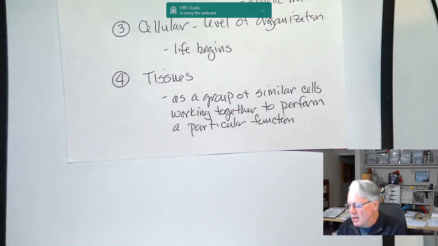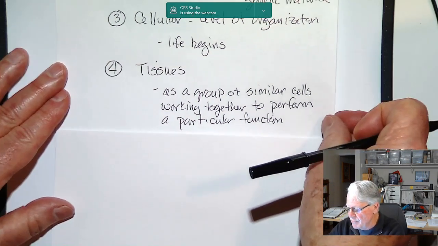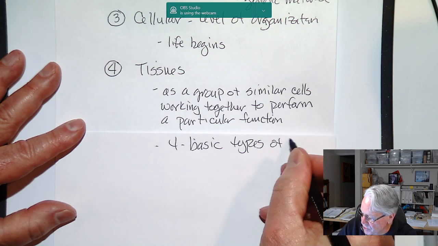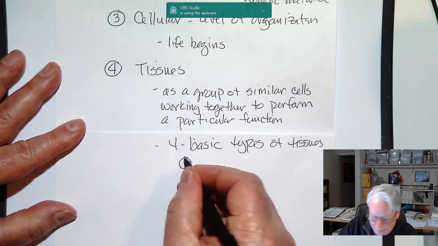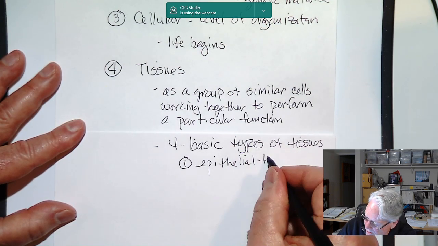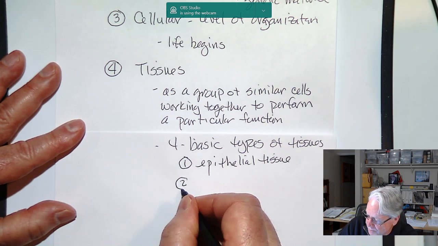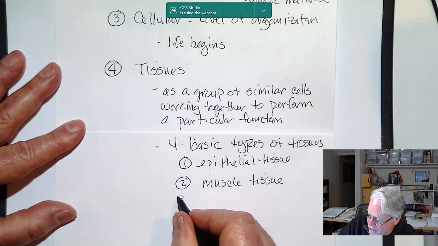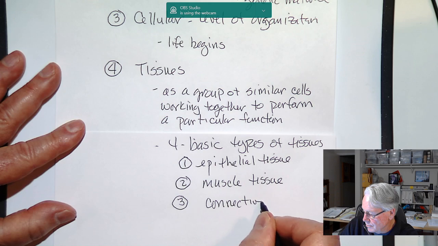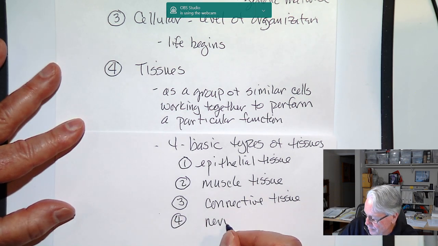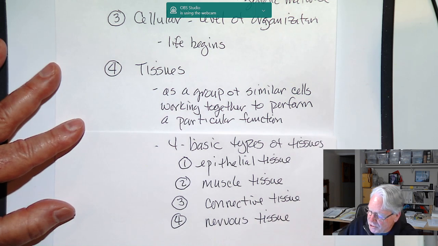Okay? So what are tissues? Well, I've defined them, but that doesn't really give you a sense of what they are. There are 4 basic types of tissues in the human body. Number 1 is epithelial tissue. Number 2 is muscle tissue. Number 3 is connective tissue. And number 4 is nervous tissue. So those are the 4 basic types of tissues.